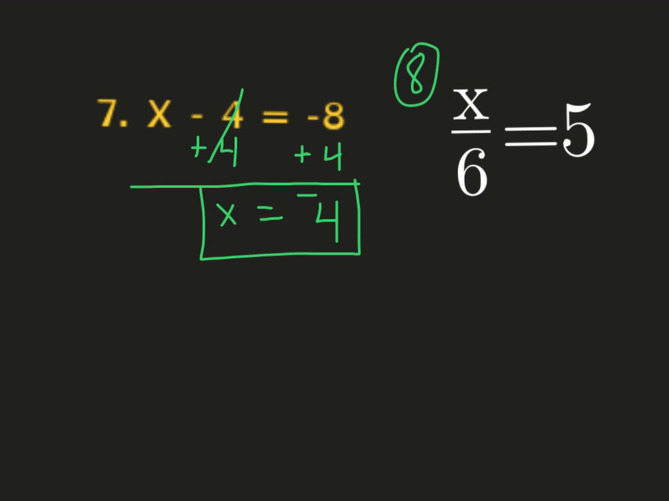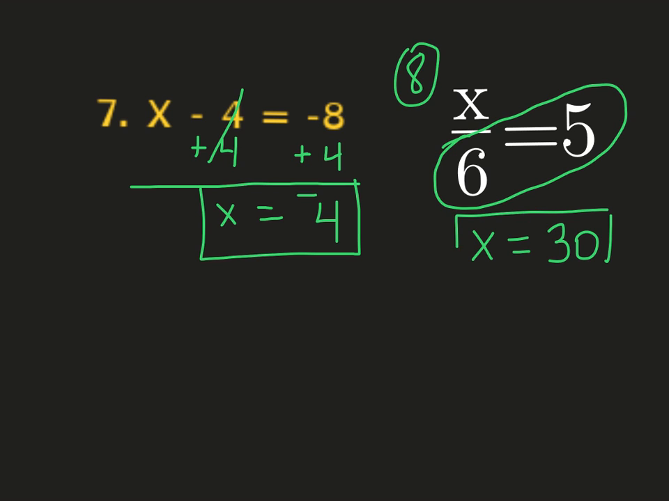So some number divided by 6 equals 5. The opposite of dividing by 6 is multiplying. So you can just circle that right up. What's 6 times 5? It's 30. They're both positive, so my answer is positive.